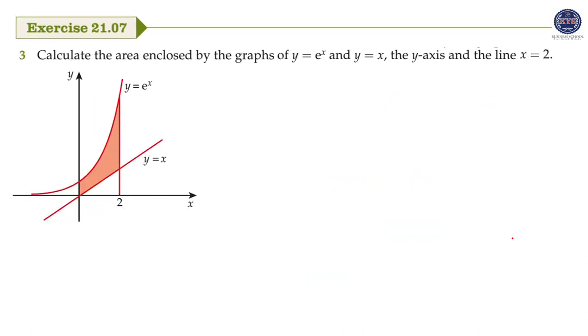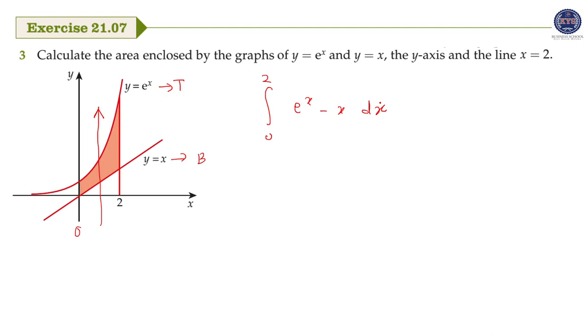Number 2 I skip, so number 3. Calculate the area enclosed by the graph, the x-axis, and also the line. Put the vertical line test. So we know the top function is over here. This is the top function, and this is the bottom function. However, what is the limit? So the limit, look for the x-axis, from 0 to 2. From 0 to 2, exponent of x minus x dx. So you just integrate as usual.